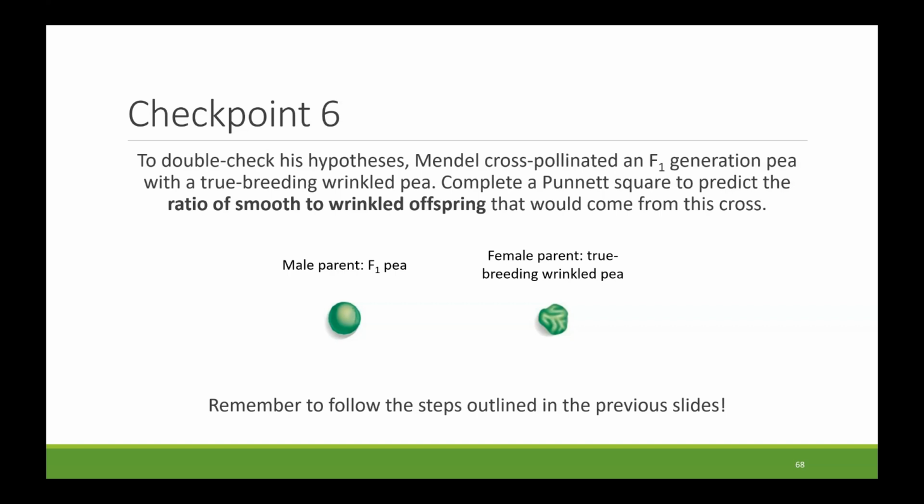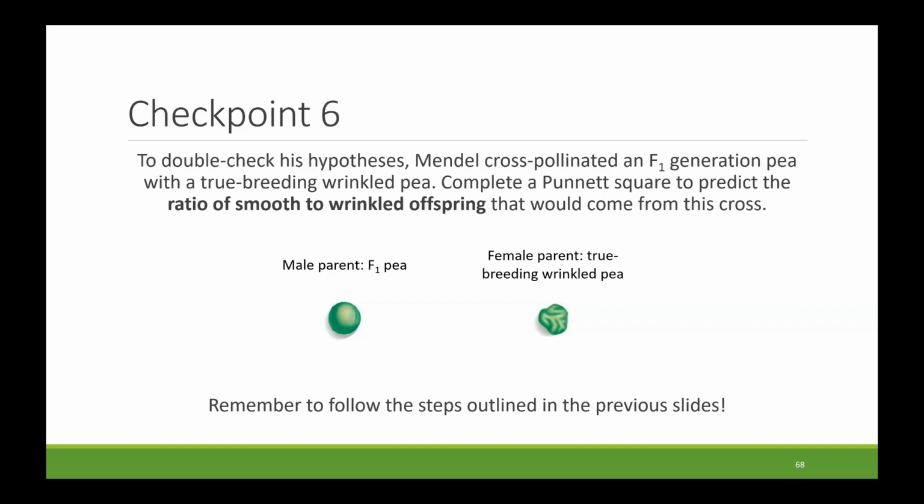So here in the middle of the slide, I have the two parents labeled, with the male parent being the F1 pea and the female parent being a true breeding wrinkled pea. So go ahead and follow those 4 steps outlined on the previous slides to set up a Punnett square and tell me what you would expect the offspring of this cross to look like.